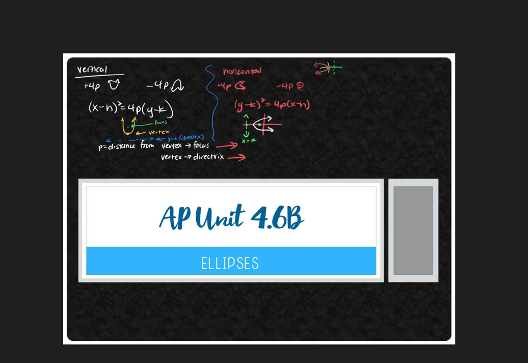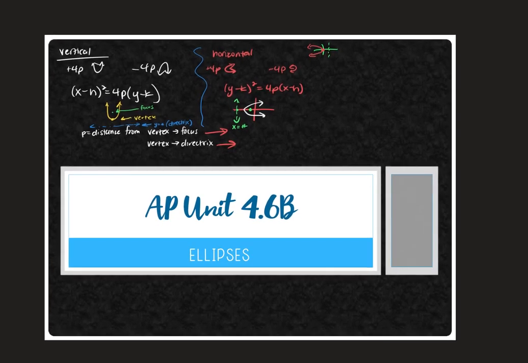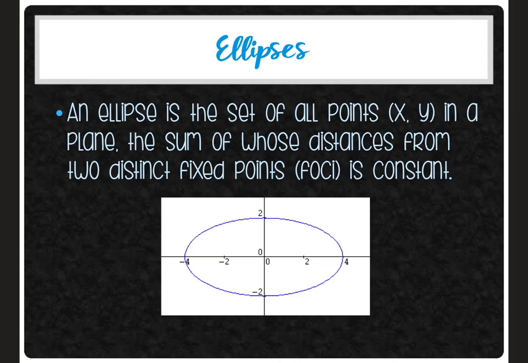Okay, so now we're going to add to these because we're going to talk about ellipses. Ellipses are ovals, okay? By definition, an ellipse is the set of all points (x, y) in a plane, the sum of whose distances from two distinct fixed points, called the foci, is constant. So this is a horizontal ellipse. This is wider than it is tall.